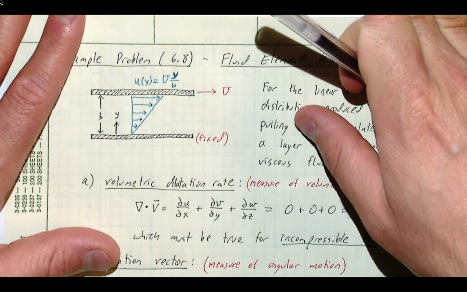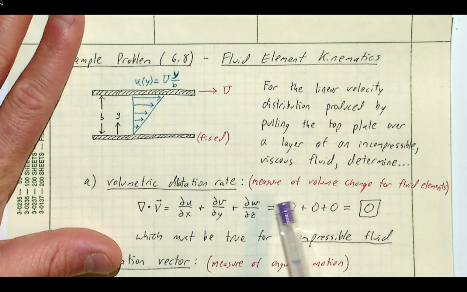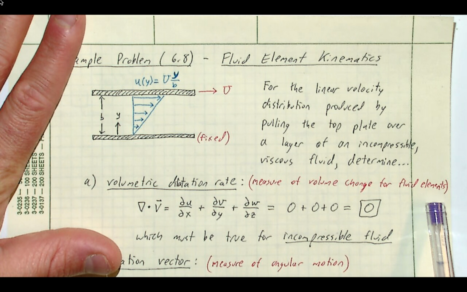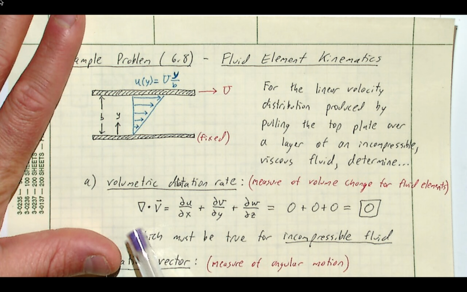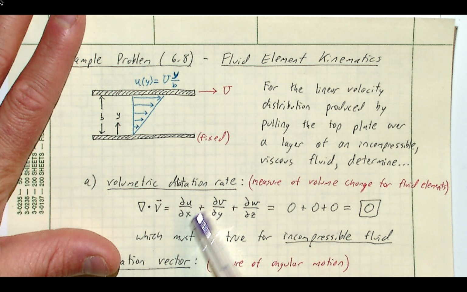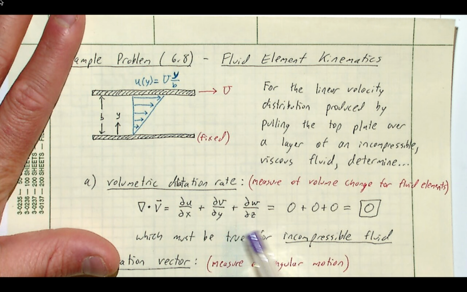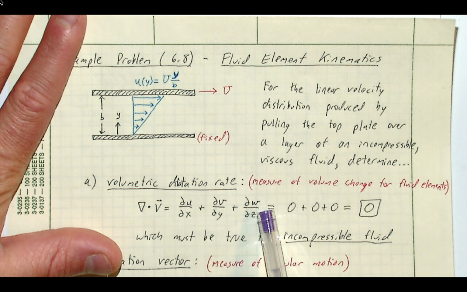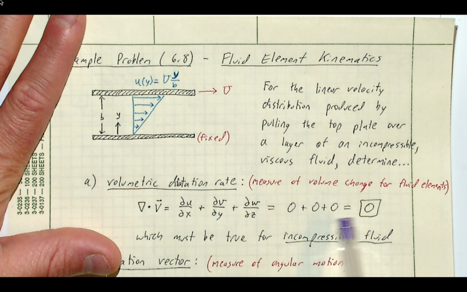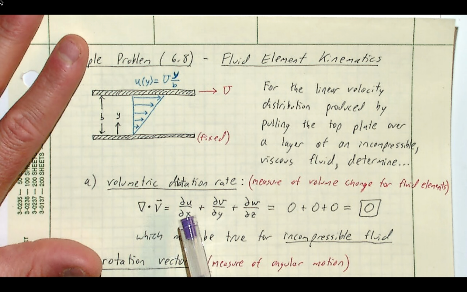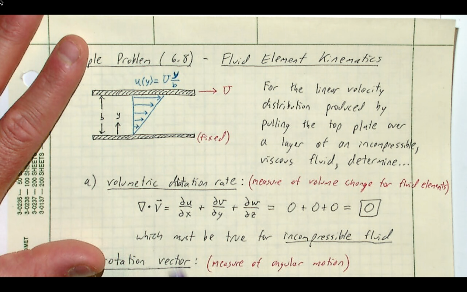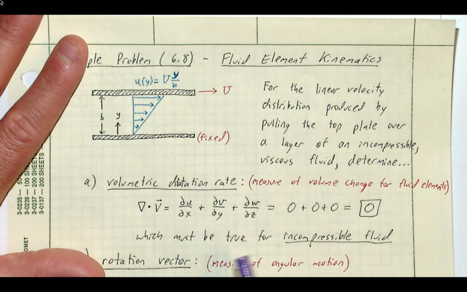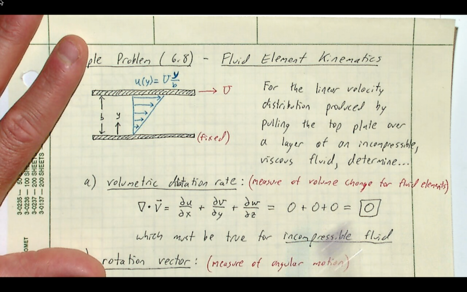The first part says, let's determine the volumetric dilatation rate. This is a measure of the volume change for fluid elements in the flow. That is the divergence of velocity, where we're just taking du/dx plus dv/dy plus dw/dz if we're in a three-dimensional flow. Well, first of all, there's no v and w. Those are just defined to be 0, so those are both 0. But then du/dx, u is just a function of y, so that's also 0. So it's pretty trivial, 0, 0, 0. The sum of those is just 0, which is good, because we were told this is an incompressible fluid.